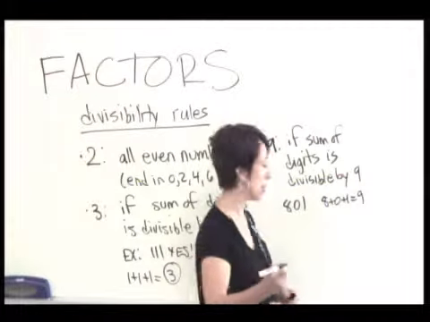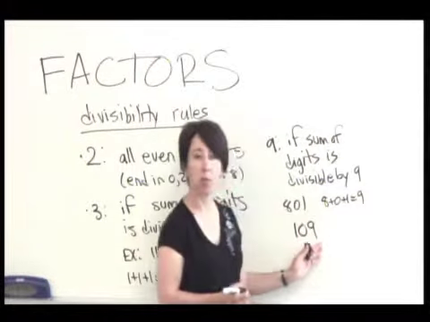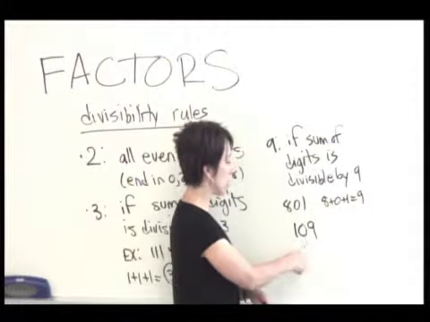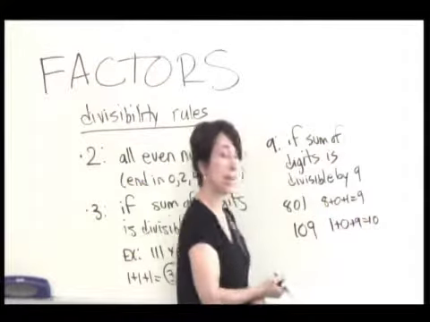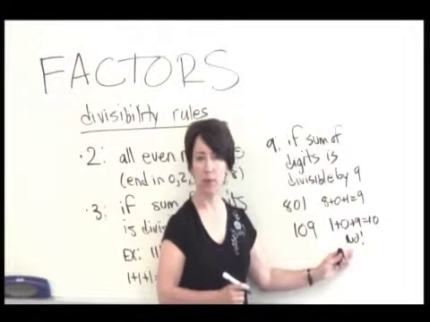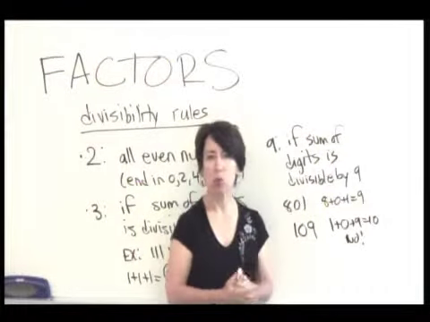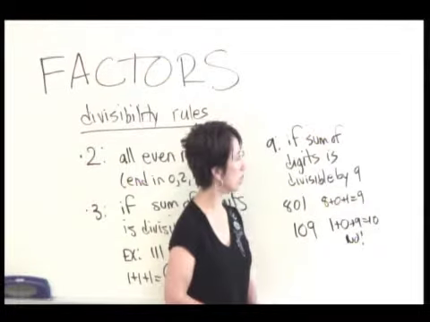Let's look at one more example. Is this number divisible by 9? Well, let's add the digits. 1 plus 0 plus 9 is 10. So no, this number is not divisible by 9. So these are quick and simple ways to determine some of the factors of a number.